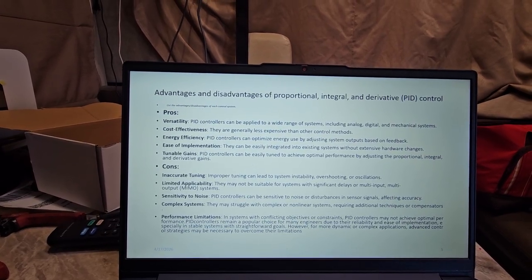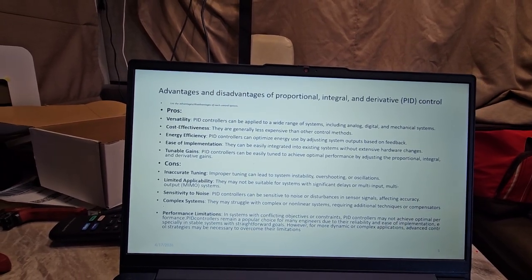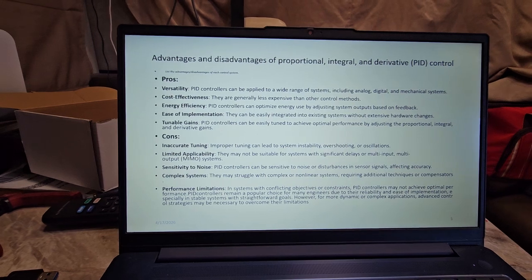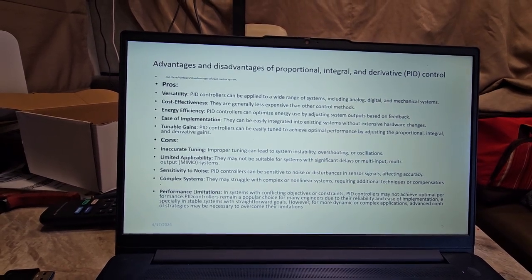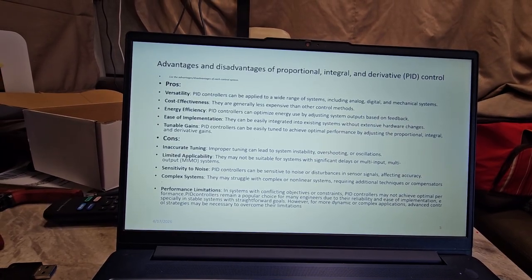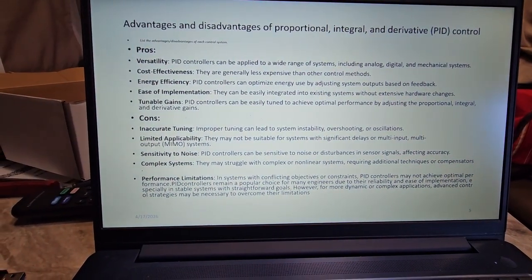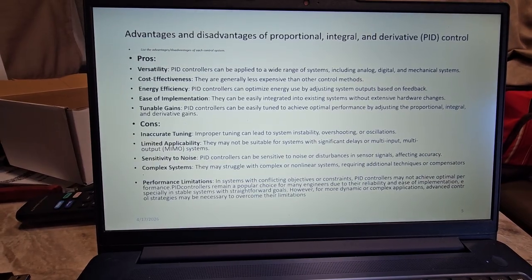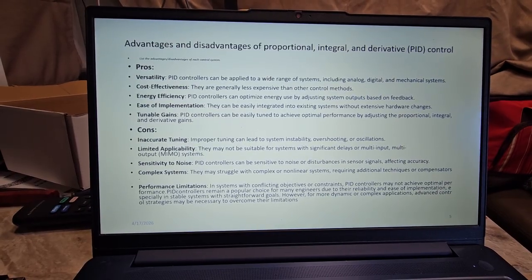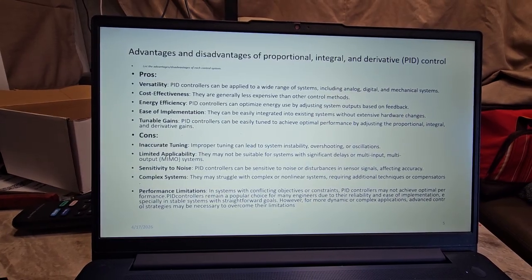Tunable gains: PID controllers can easily be tuned to achieve optimal performance by adjusting the proportional, integral, and derivative gains. Some of the cons: inaccurate tuning. Improper tuning can lead to system instability, overshooting, or oscillation. Limited applicability: they may not be suitable for systems with significant delay or multi-input, multi-output MIMO systems. Sensitivity to noise: PID controllers can be sensitive to noise or disturbances in sensor signals, affecting accuracy. And complex systems: they may struggle with complex or nonlinear systems, requiring additional techniques or compensators.